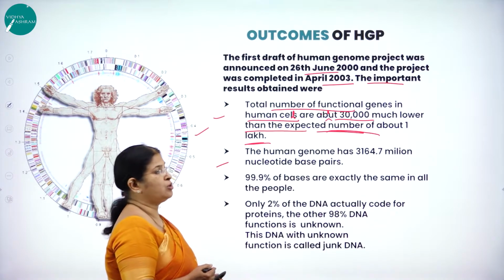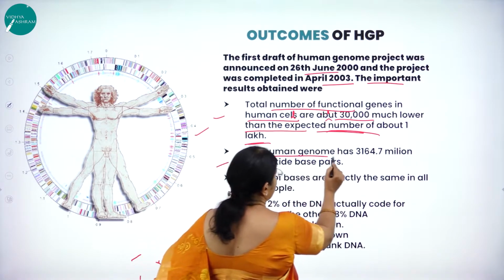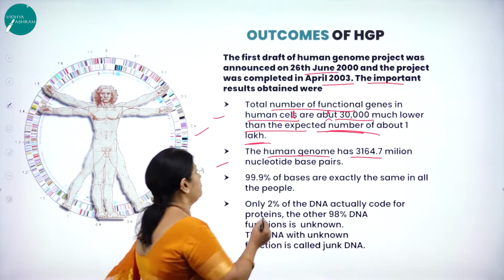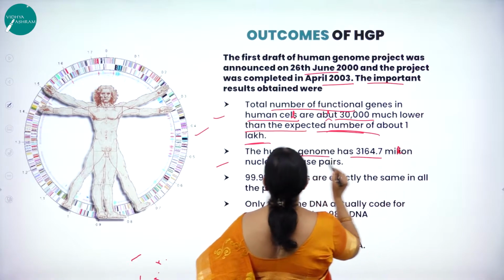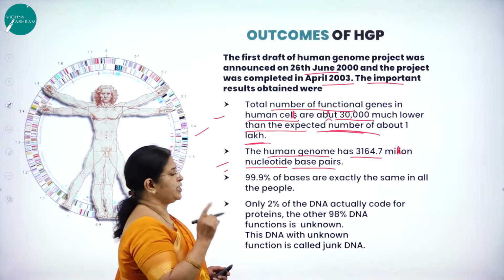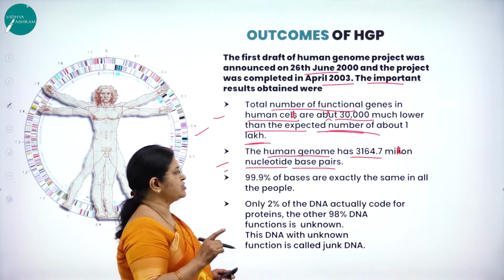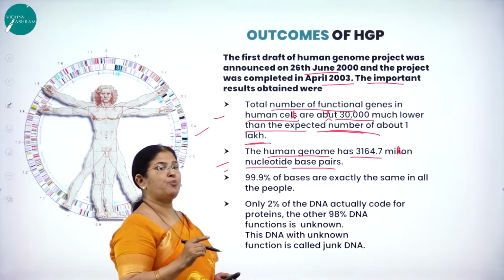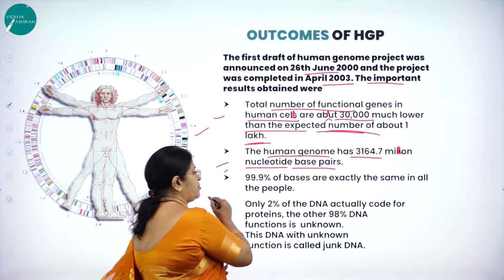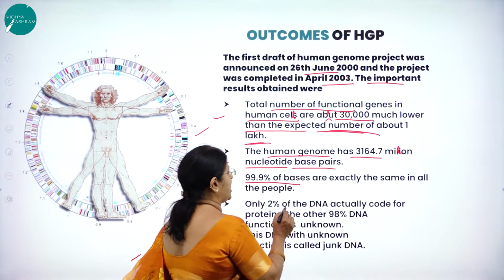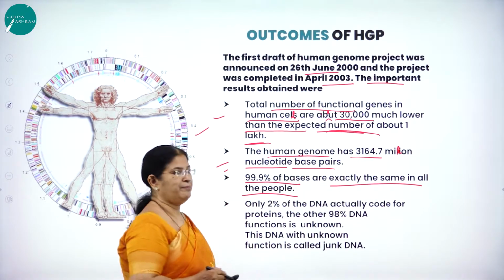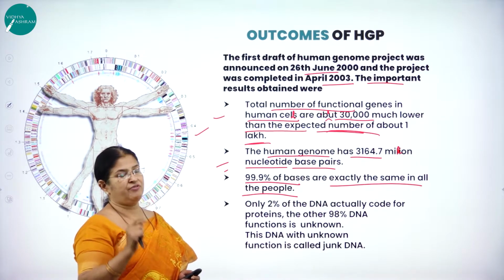Second very important outcome is the human genome has 3,164.7 million nucleotide base pairs. So what is the number of base pairs? A human genome has 3,164.7 million nucleotide bases. 99.9% of bases are exactly the same in all the people. So there is only a difference of 1%.